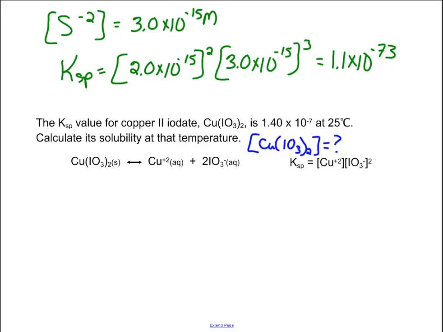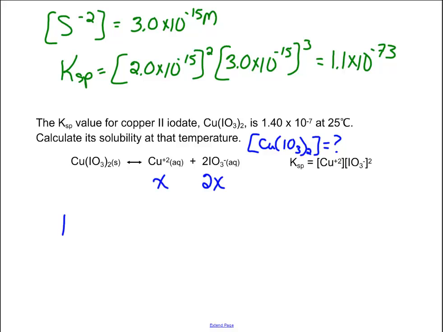KSP is given. I don't know what the concentration of copper ions is. I don't know what the concentration of iodate ions is, but I know their relative amount. When they dissolve, I'm going to get X moles of copper ion. I'm going to get 2X moles of iodate ions for every 1 copper iodate.